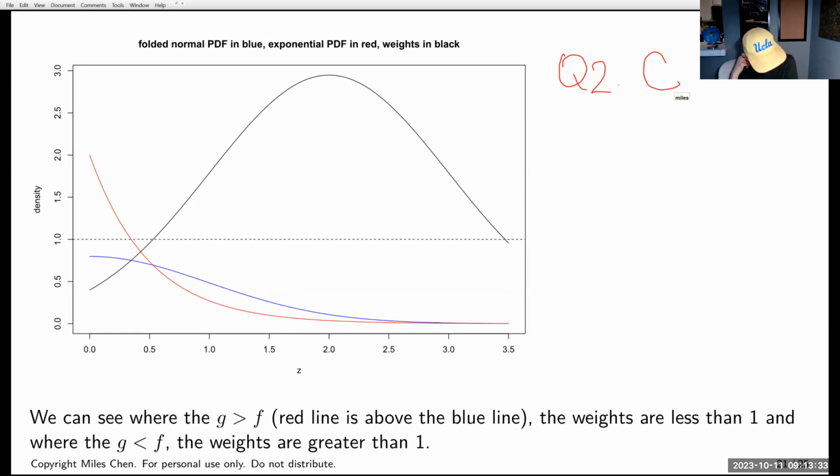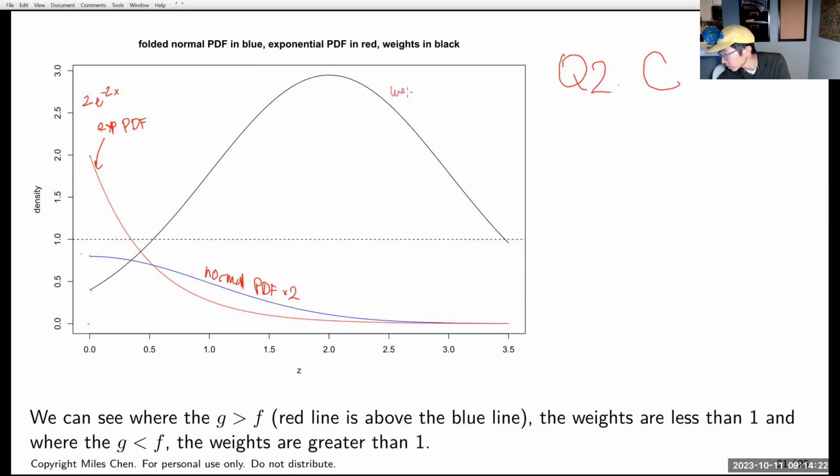This kind of just illustrates what the weights look like. All right, so this here, the blue, is our normal PDF, I think, times 2. So this is the PDF of the folded normal distribution. This is our exponential PDF, so this is 2e to the negative 2x. And here, the black line represents the relative weights.